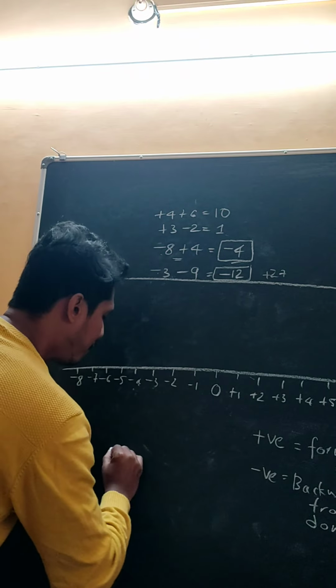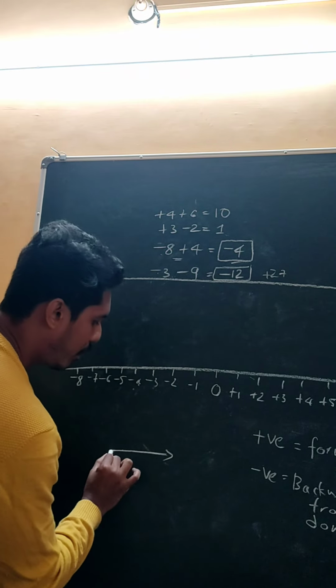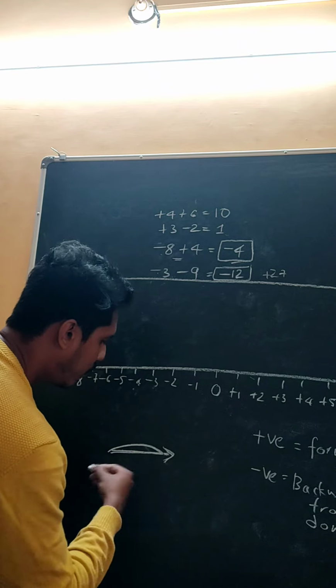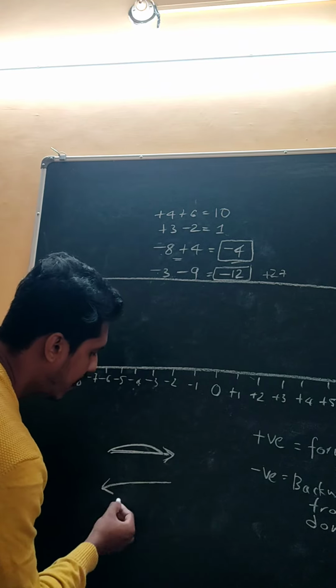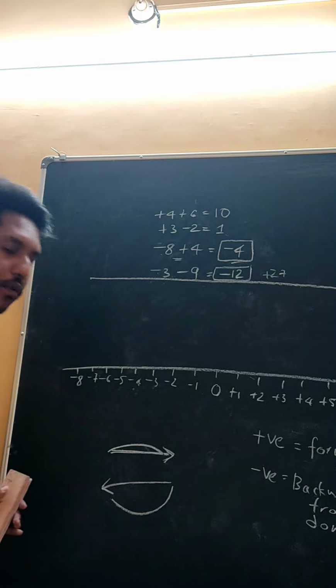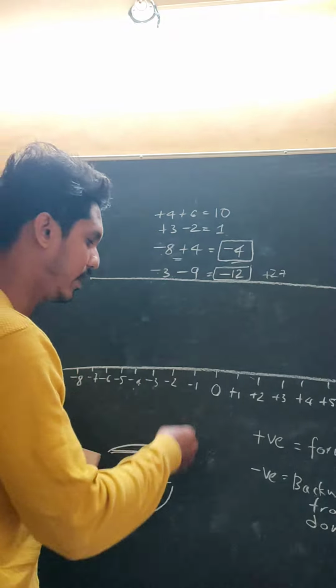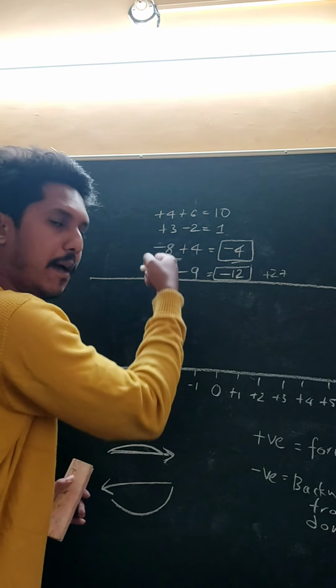Forward means which side? From left to right. We have to move this side forward. That is from up. Backward means what? To the left side. That is from down. We have to move from the down. These two rules should be followed in integers. Okay, I'll just prove it through examples.